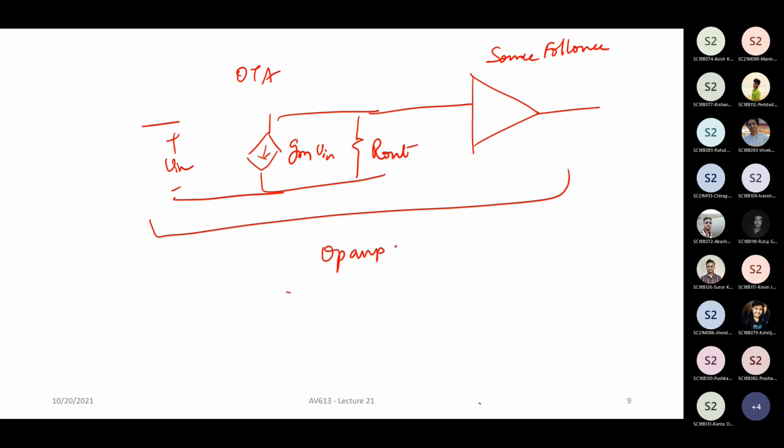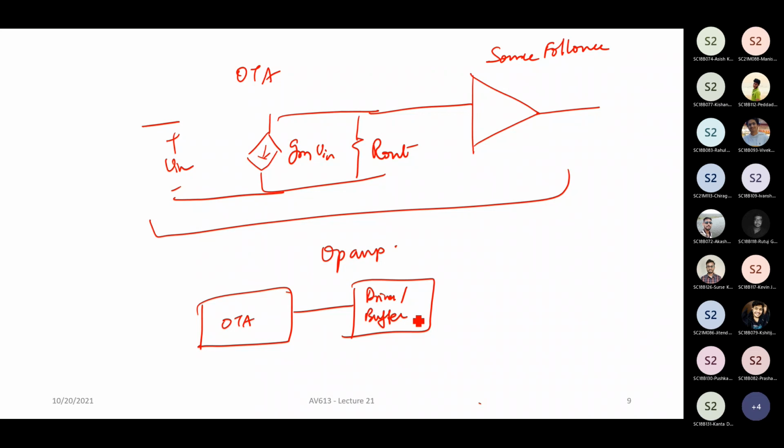You require a source follower when you require a full-fledged op-amp, that is an OTA plus a source follower, or in general an OTA followed by a buffer or a driver, whatever name you call it. This whole thing becomes an op-amp, right? Because the source follower has a gain of almost 1, slightly less than 1, and it also gives you a very low output impedance. Now this is required.